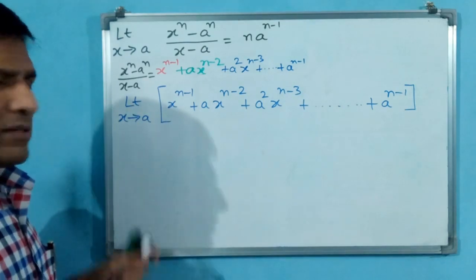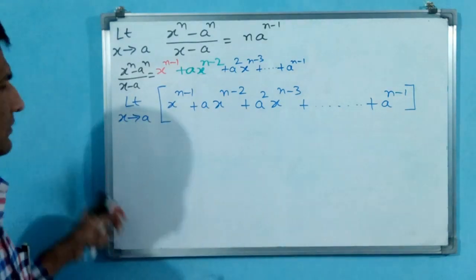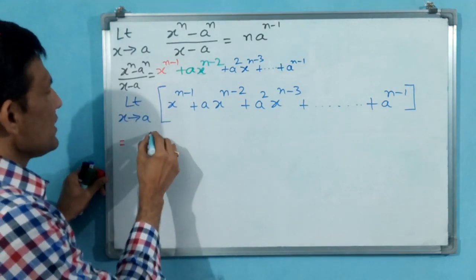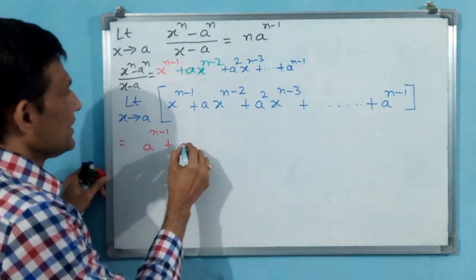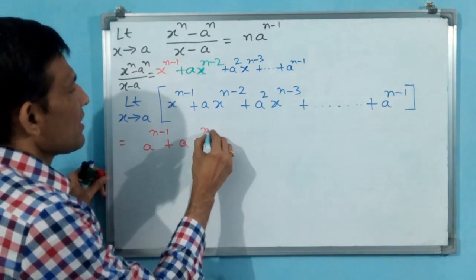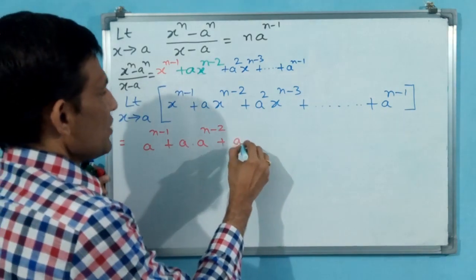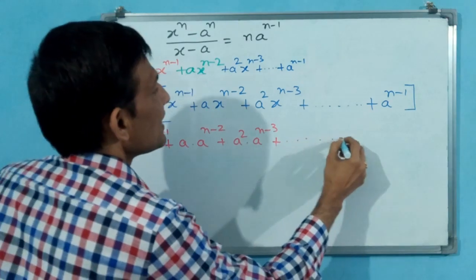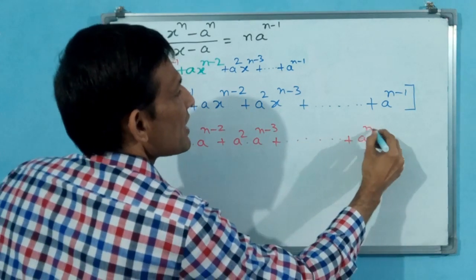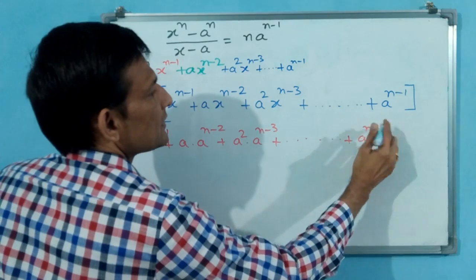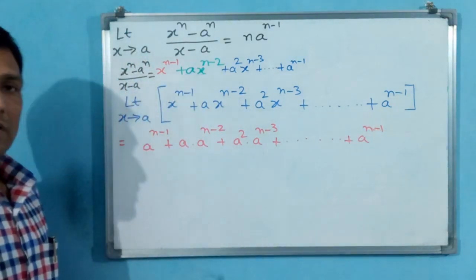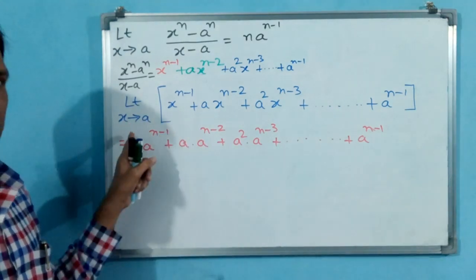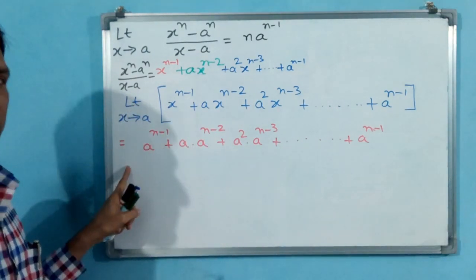Okay. Now I am applying the limit. Then I don't write the limit again. Then if you send x to a, it becomes a power n minus 1 plus a into a power n minus 2 plus a square into a power n minus 3 plus and so on, a power n minus 1. Here no x is there. Now see, I have applied this limit a, sorry, substituted this a. If I substitute, then you need not write the limit again.